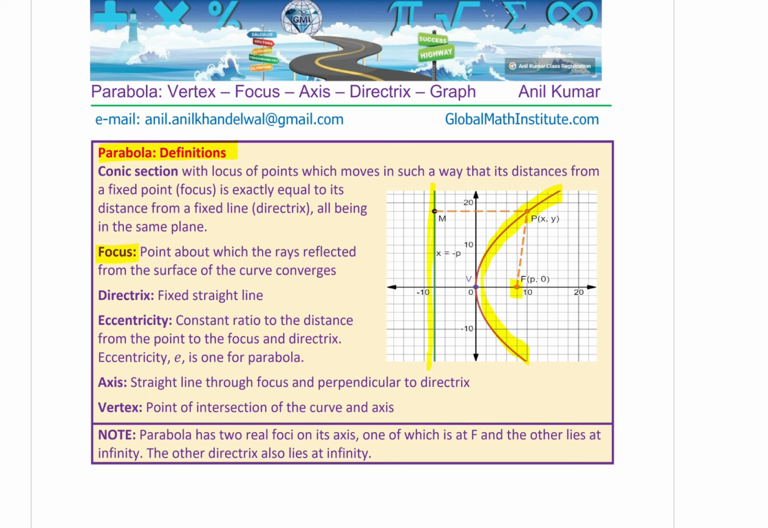Focus. Focus is defined as the point about which the rays reflected from the surface of the curve converge. It really means that if we have parallel rays coming, for example, they will all go through F, the focal point. So that is how the rays will be reflected. If there is a ray which is parallel to the axis, then it will be reflected through the focus. So that is how we define the focus itself.